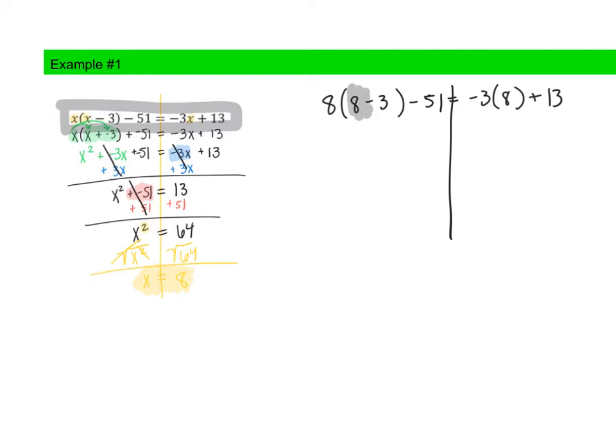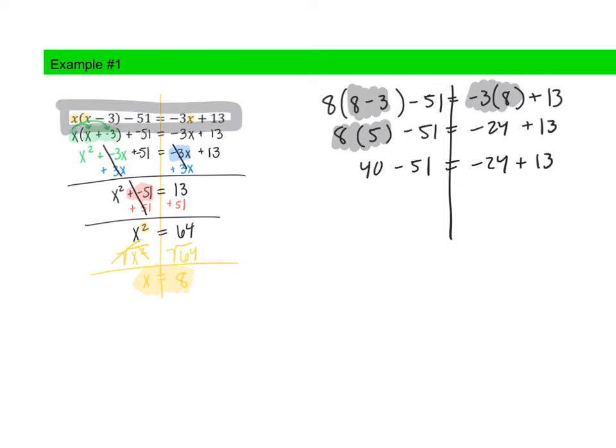First step is going to be solving this parentheses. 8 take away 3 is 5. And I'm also going to start doing one thing on the right side. I'm going to multiply negative 3 times 8. This is negative 24. Okay. The next thing I want to do on this left side is do 8 times 5. This is 40. And my last step is to do my addition. 40 take away 51. Well, this is going to be negative 11. And on the right side, negative 24 plus 13.